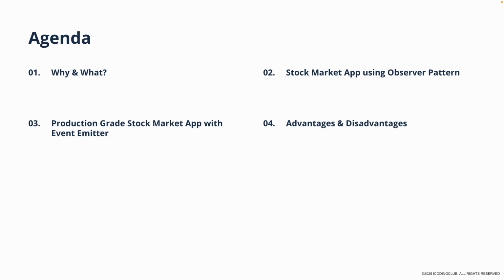So let's discuss what the agenda for today is. We'll start with why we need the observer pattern, before we even start on what the observer pattern is. And then we will start building an almost real-world example, a stock market app, using the observer pattern. Then we will try to improve that and make a production-grade stock market application with the help of Event Emitter, which is kind of the next version of the observer pattern. It will utilize the observer pattern but is much more suited for a front-end application. And then we will discuss the advantages and the disadvantages of the observer pattern.